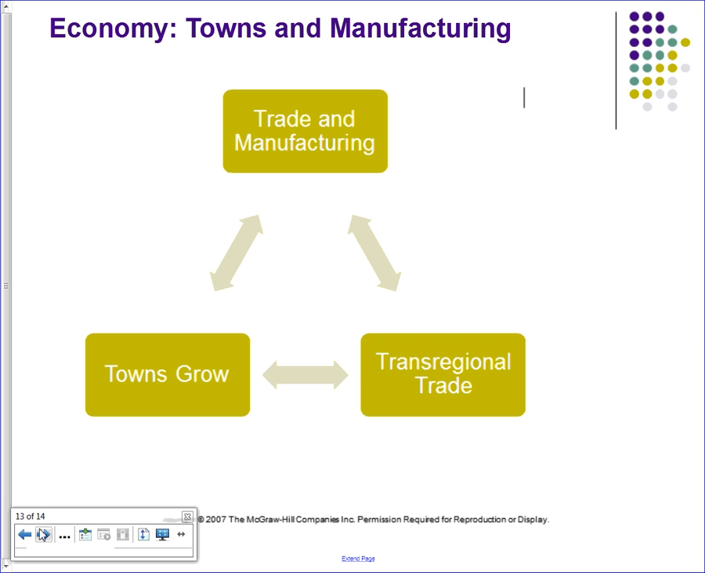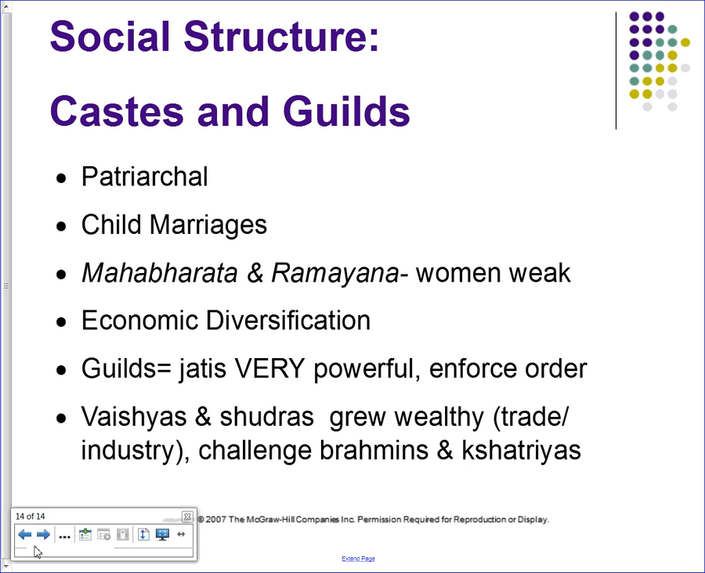One other thing that trade did was it encouraged manufacturing, and local trade and manufacturing encouraged more trans-regional trade. And with that, more jobs come to towns and more traders come to towns, and that grew these towns. You had inns and traders and specialists and artisans all within these different towns. So that led to some issues with social structure.